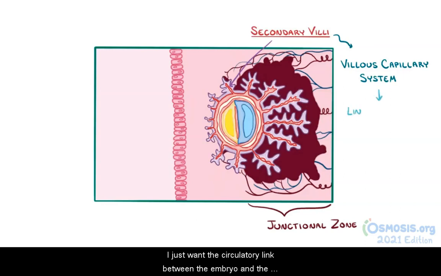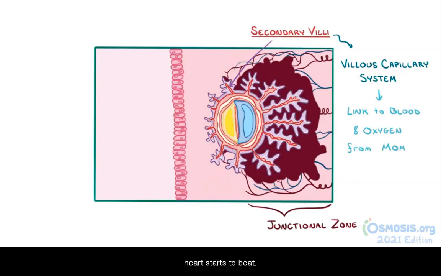At this point, the circulatory link between the embryo and the placenta is firmly established, so that oxygen and nutrients can be pulled in from the maternal blood as soon as the heart starts to beat.